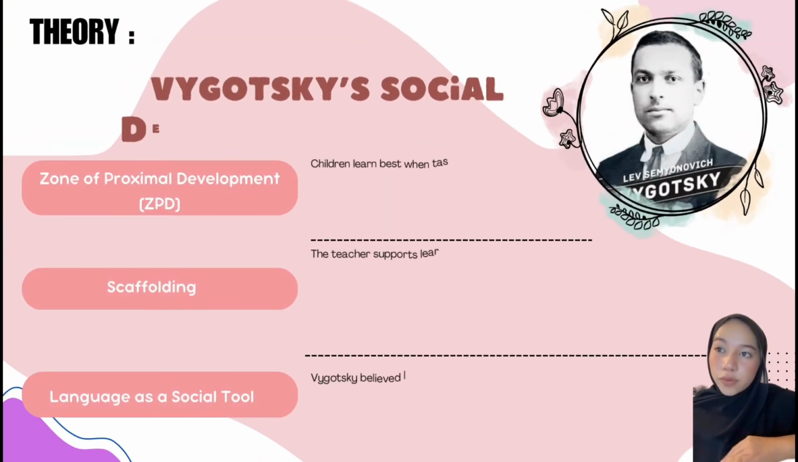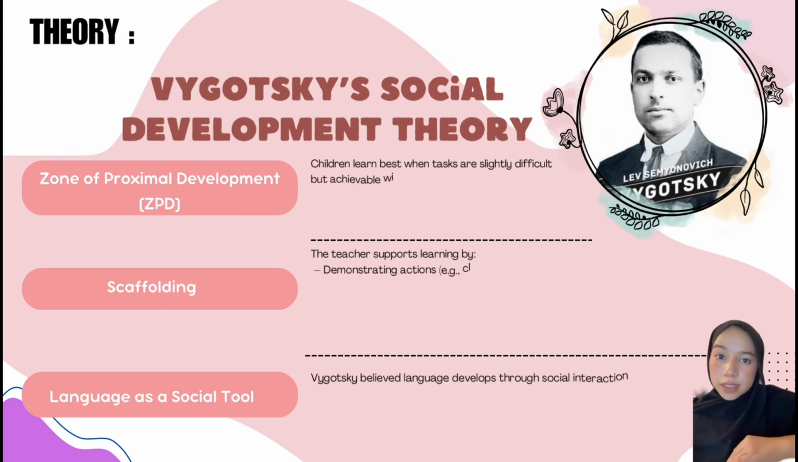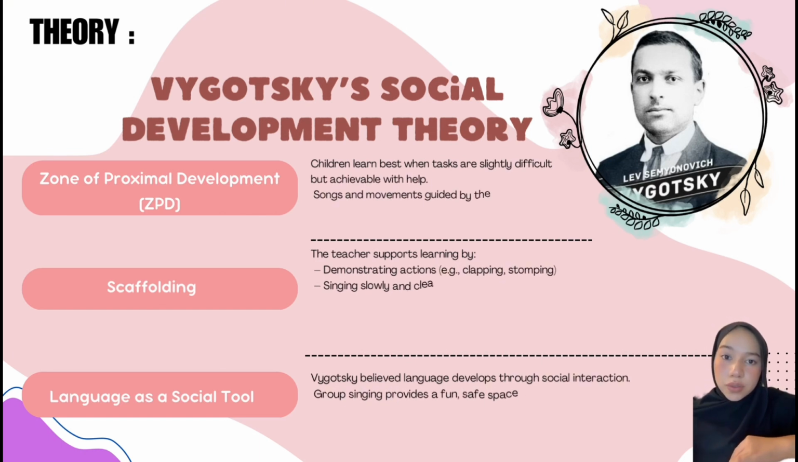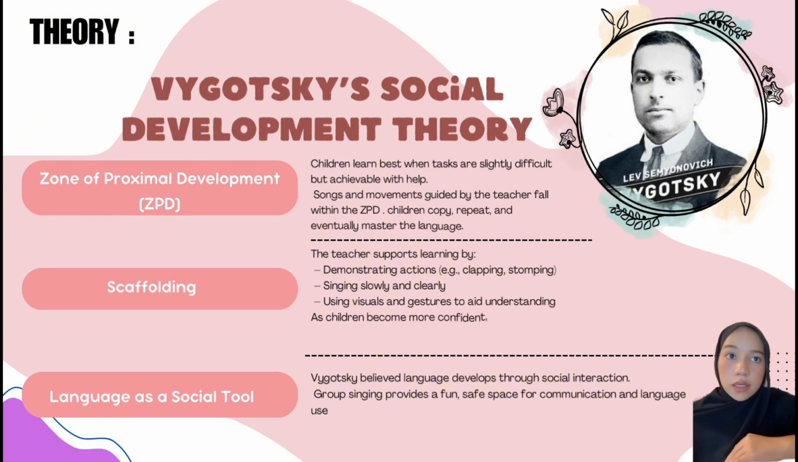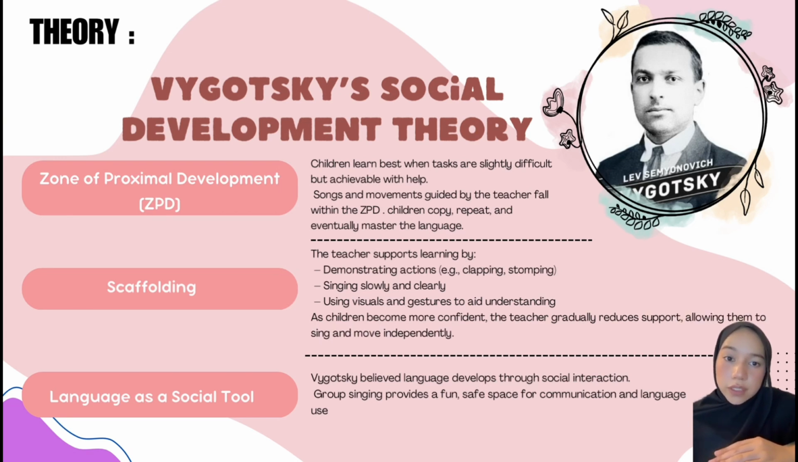Okay, now let's move to the theory, which is Vygotsky's social development theory. So this learning through songs and movement is using Vygotsky's theory. This theory is particularly relevant to preschool language development, especially when teaching English as a second language to young learners. There are three major concepts in Vygotsky's theory that strongly support this strategy. The first is the zone of proximal development (ZPD). The second one is scaffolding, and the third one is language as a social tool.